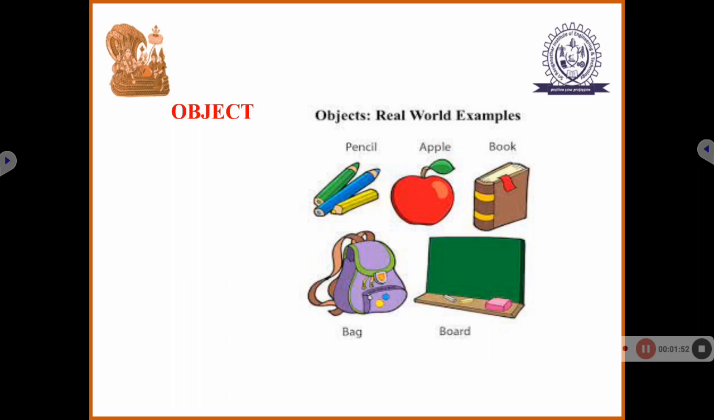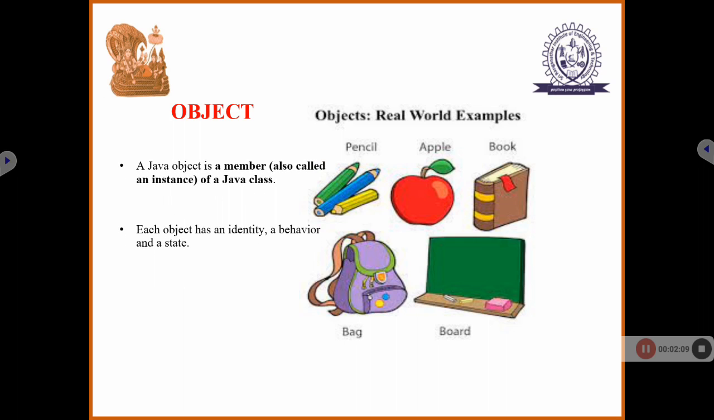The first one is object. What is an object? I hope everyone knows about it. An object is a real-world entity. It has a separate property, behavior and state. See the definition: an object is a member, and we all know it very well. It has a separate identity, behavior and state.